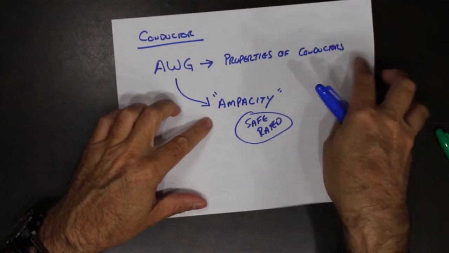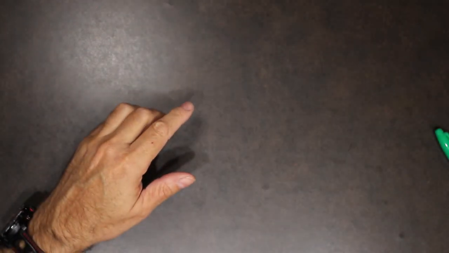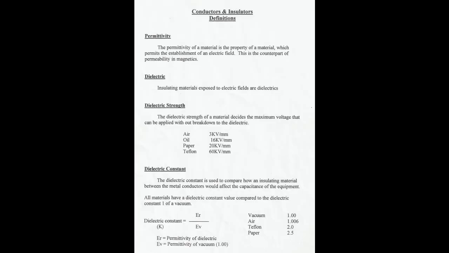Now what about insulators? For an insulator, there are some definitions that you need to know. They're up on the screen. There's permittivity. The permittivity of a material is the property of a material which permits the establishment of an electric field. It's a counterpart of permeability in magnetics. Later when we talk about magnetics, permeability in magnetics is the ability to set up a magnetic field. Permittivity is the ability of a material to set up an electric field.